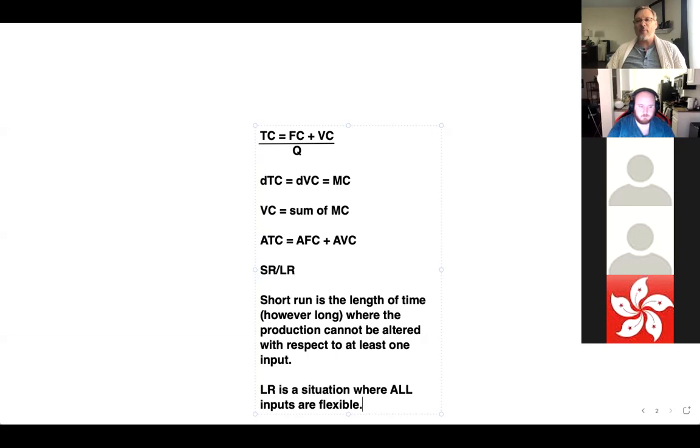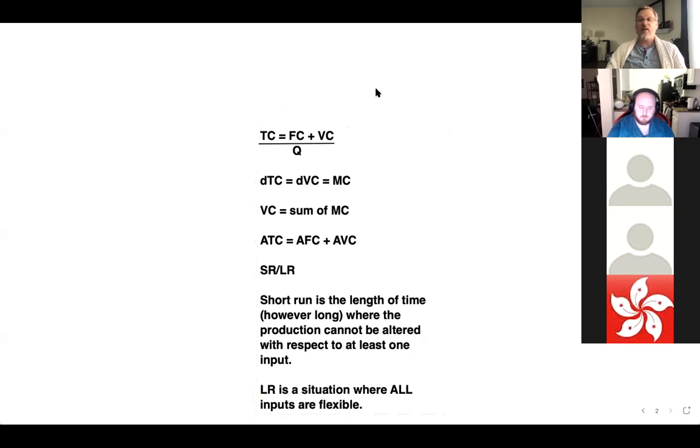So if you were in the nuclear power business, then your short run would be 10 years long because you're going to be stuck with one of your inputs, right? You can't do anything with it. So short run and long run is really about flexibility in inputs. And in the short run, you have some fixed cost tied to a fixed input that is always going to be there in the short run. And in the long run, it goes away.